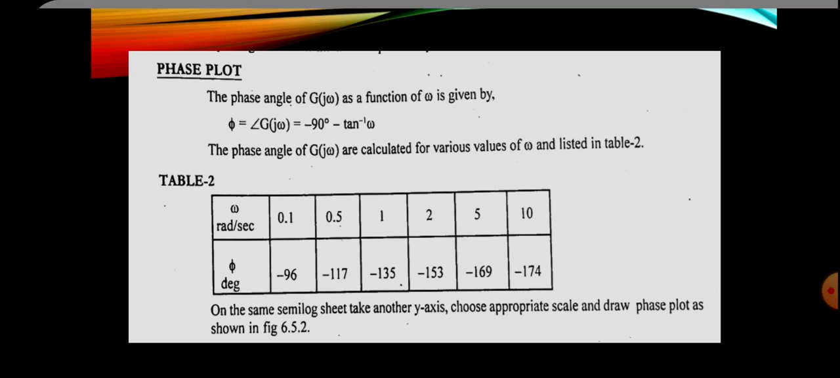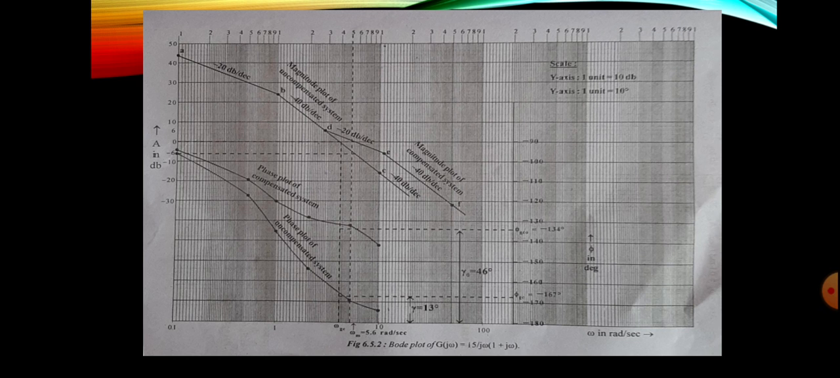What is the value of phase? It is minus 117. So going from 0.5, the value is minus 117. This is minus 120, so it is slightly above this minus 120. The point will be here. Okay, so you can join these two points.